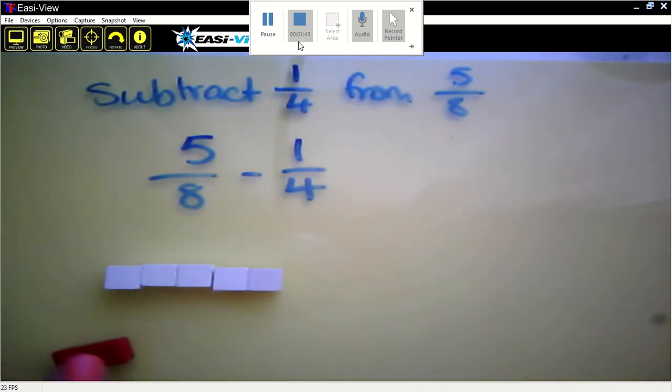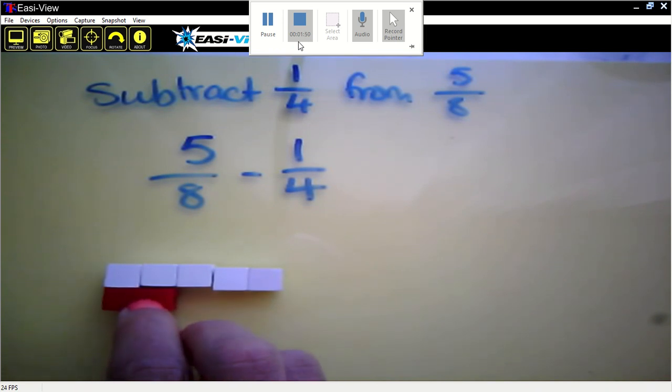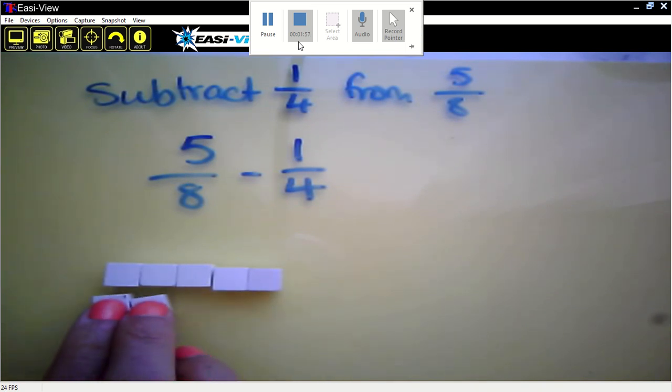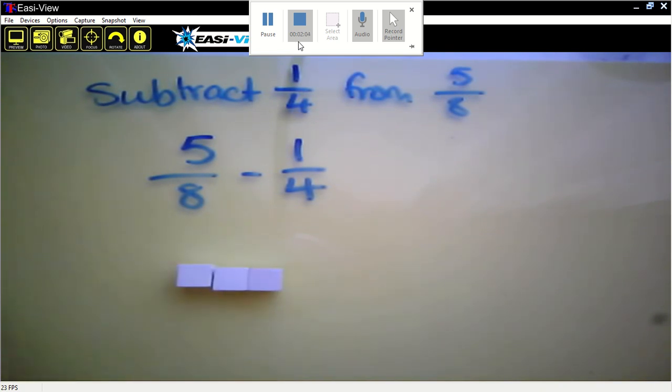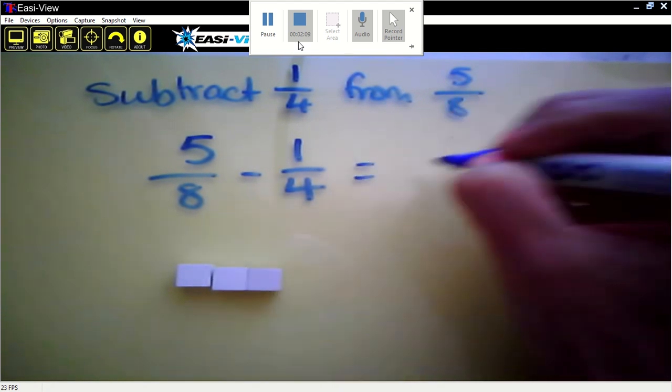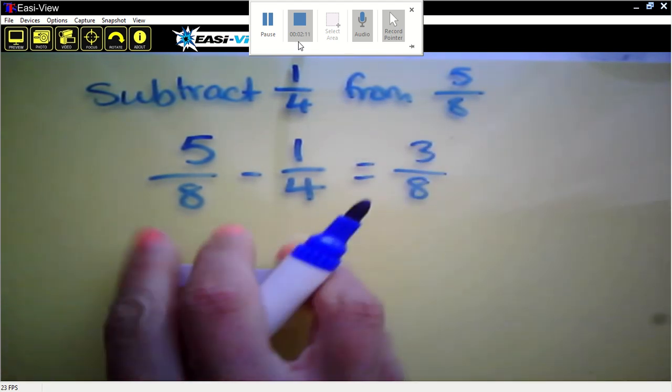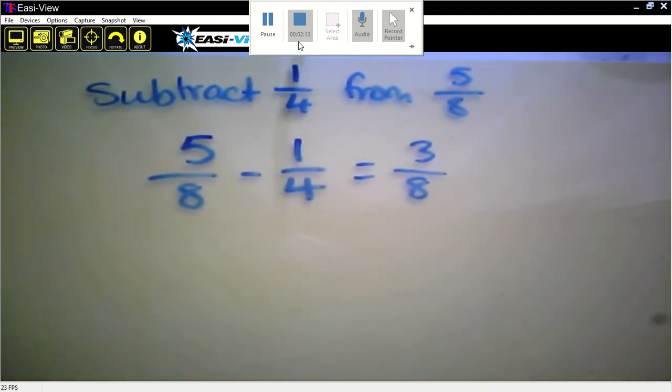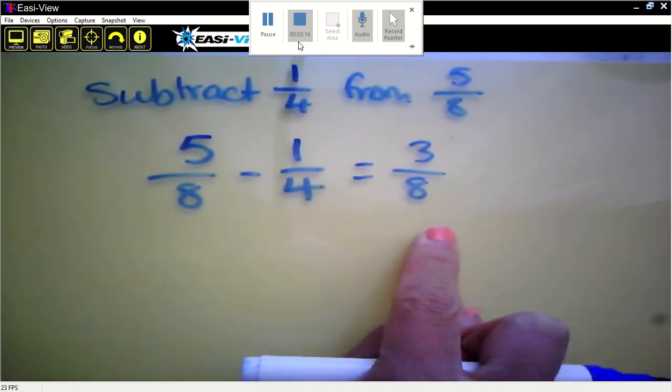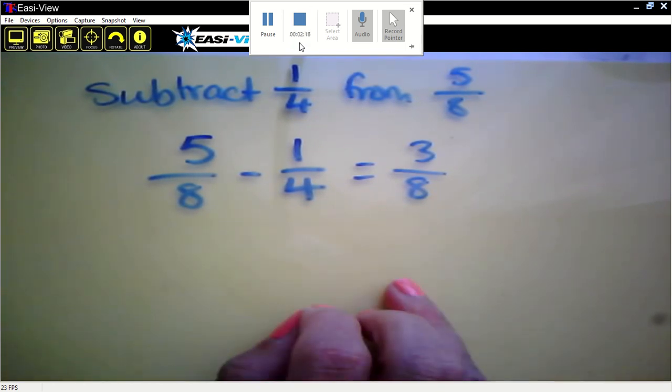Okay, so it said to take away a quarter, which I know was one of these blocks. So if I look at this, I've got to think, okay, how many 8ths is that equal to? And it's equal to 2, so I'm going to subtract those in. Now, if I take away these 2 8ths, which is 1/4, how many 8ths am I left with? I'm left with 3, absolutely. So I can see my answer is 3/8. Now, how do I do that without the cubes? Because that just doesn't look like it would give you 3/8, does it?